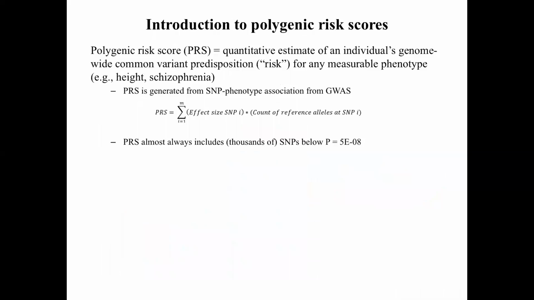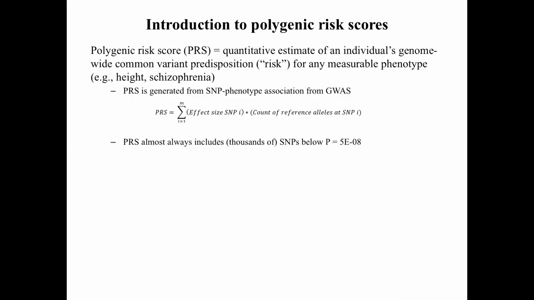The tool that we use to get at common variation in our method is called the polygenic risk score, and I just briefly wanted to go over how those are derived, since I think that's important to understand for our method. So very briefly, a polygenic risk score is just a quantitative estimate of genome-wide common variant predisposition or risk for any measurable phenotype. And these polygenic risk scores are derived from the genome-wide association studies for that trait.